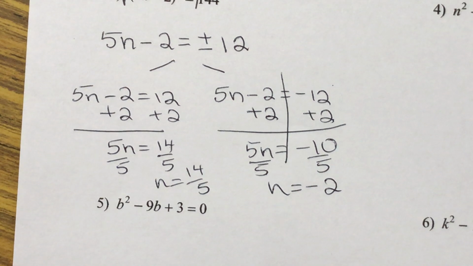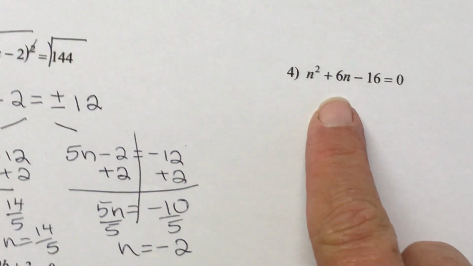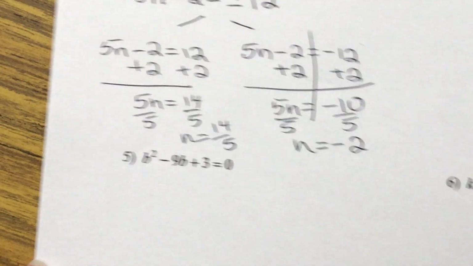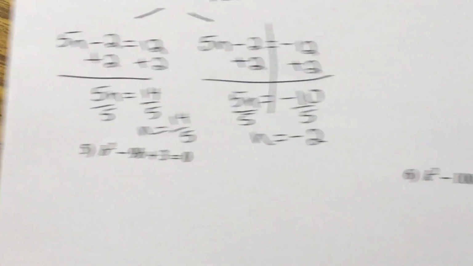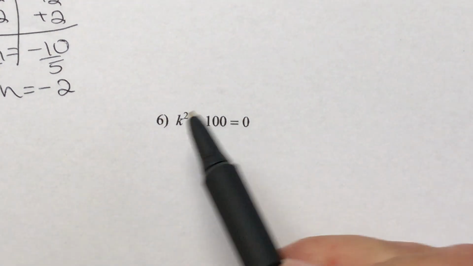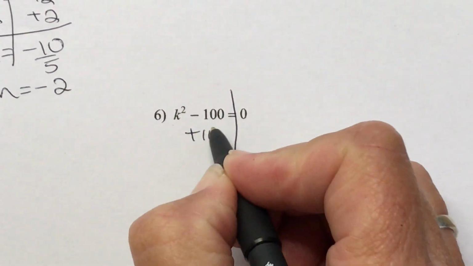Beautiful. Let's keep going. We're looking for problems that square roots would be the best technique. Number 4, that would not be a good technique. We have a middle term. Question number 5, square roots would not be a good technique. We have a middle term. 6, whoa-ho, howdy. We just found a great problem for square roots. We have a squared term and a constant. So I'm going to add 100 to both sides.